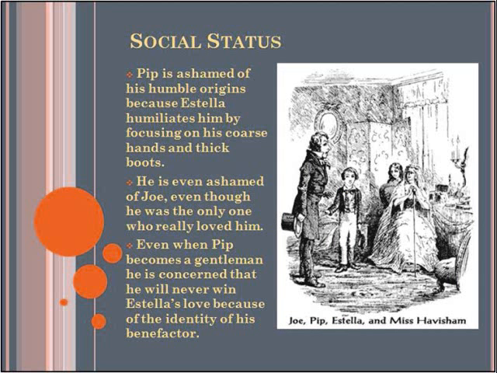The social hierarchy of public high schools can provide another door between the lives of students and Great Expectations. As the title implies, social status is a huge concern in this novel, and persuading students to relate to Pip in this aspect would require little to no effort. Pip is ashamed of his humble origins because Estella humiliates him by focusing on his coarse hands and thick boots. He strives to become a gentleman to impress her, when he would have been content staying in the forge with Joe had he never met Estella.